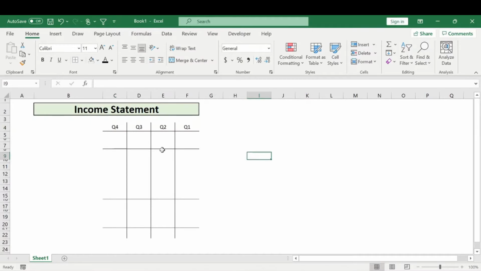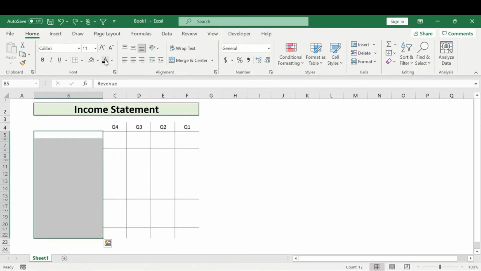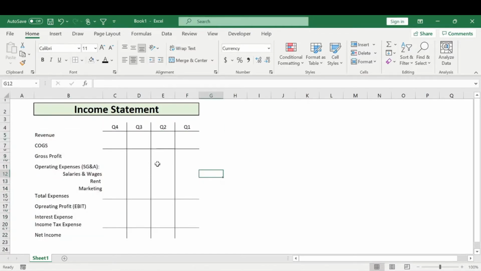Generally, you're going to have a quarterly income statement, maybe you're doing a monthly, or maybe it's an annual income statement, but in this case, we're going to do quarterly. So we have 4 quarters here, and here are the basic aspects of an income statement. And we're going to go through these one by one.